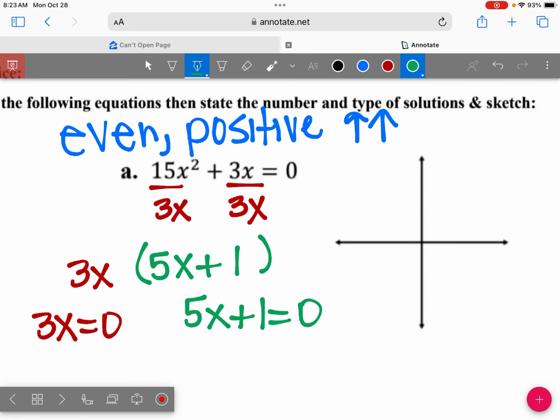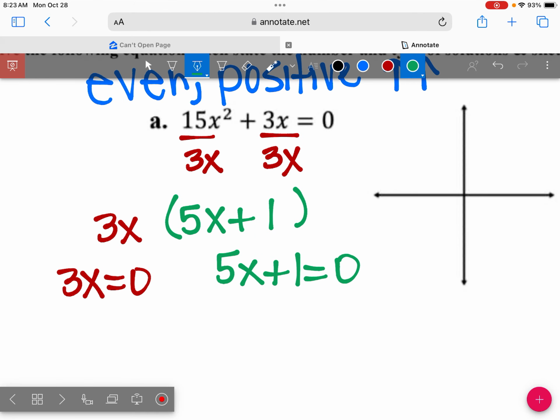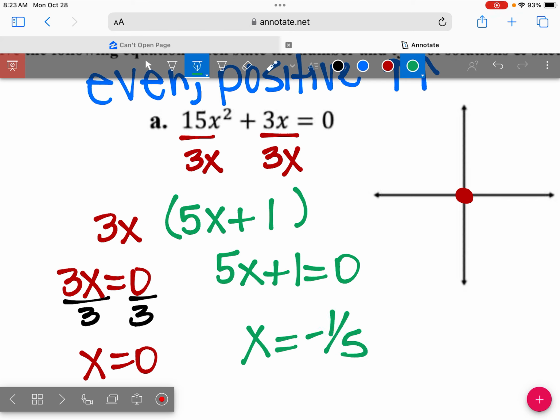So for the first one, 3x equals 0. We divide both sides by 3. And we get x equals 0. Go ahead and plot that point. The second one, we subtract the 1 and divide by 5. We get x equals a negative 1 over 5, which is somewhere over here.